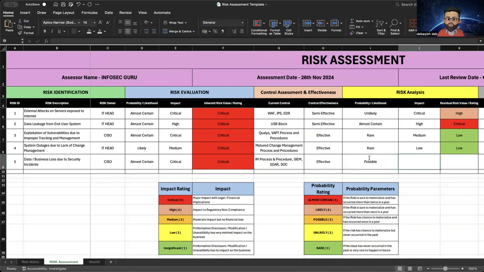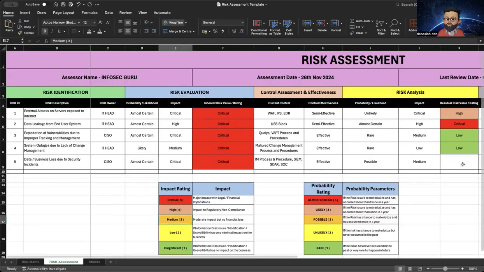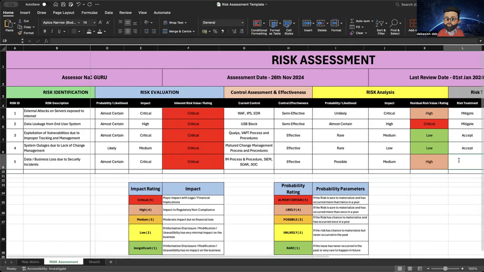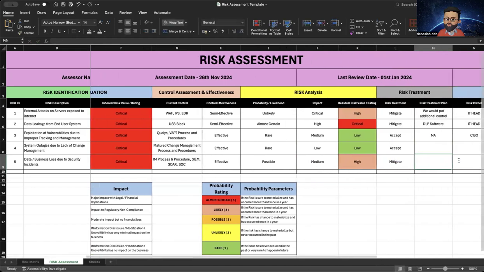Okay. What is the impact if there is any? Then it would be high, medium. And now what is the risk value? So possible 3 into 3 is equal to 9. If it is between 9 to 11, it is high. What is the treatment? It is mitigate.